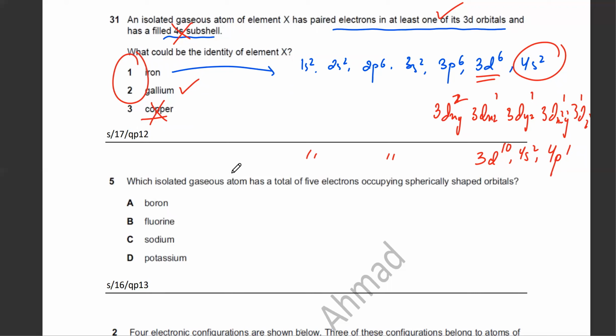So this one: which isolated gaseous atom has a total of 5 electrons occupying spherically shaped orbitals? So basically s orbitals, spherically shaped. So you need 5 electrons in the s orbitals. The answer to this is sodium, because sodium is 1s2, 2s2, 2p6, and 3s1. So it's got 3 s subshells. All of them have different energy levels, but the first one has 2, the second one has 2, and the third one has 1 electron in it. So it's a total of 5 electrons in spherically shaped orbitals.